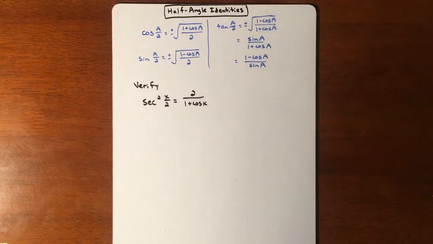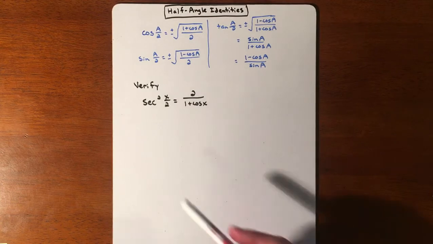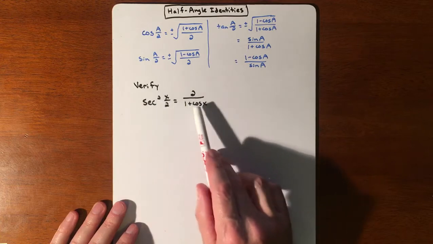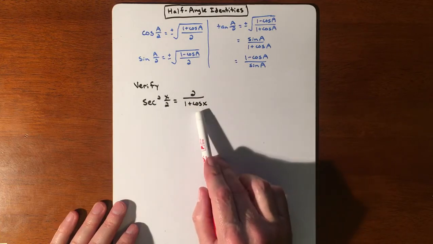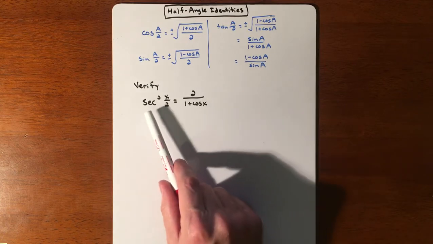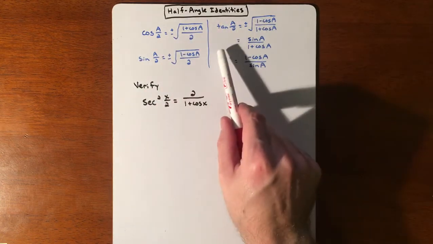In this example, we are going to verify a trig identity. So we're going to take a half angle and we're going to verify that that thing can simplify to this. All right, so the biggest thing is you're dealing with secant, and secant's not one of those.